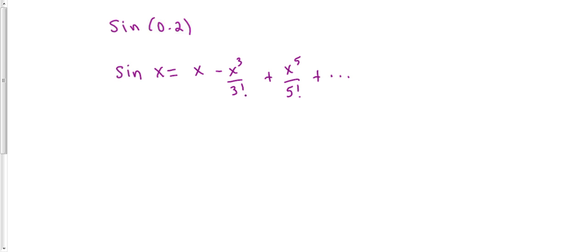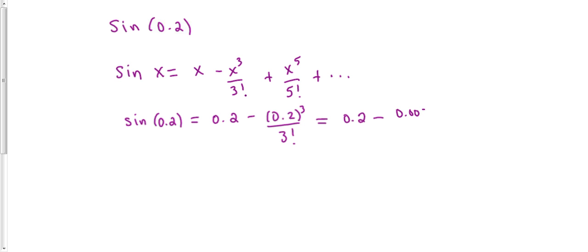Well, if we actually wanted to find this, we could say that the sine of 0.2 was equal to 0.2 minus 0.2 cubed over 3 factorial. Now I could use higher order terms, but this might be good enough. So if I was going to do this, I would know that it would be 0.2 minus 0.2 cubed, which is going to be 0.008, and 3 factorial, which is 6.